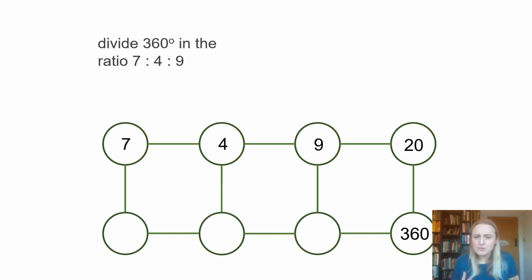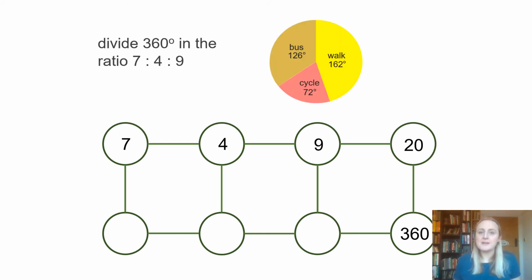And we multiply all the others by it. So it's proportional reasoning, but this doesn't look like a pie chart question. Actually, what we're doing here is answering a pie chart question. And the pie chart question would be something like this: 7 people walk to school, 4 people cycle to school, and 9 people get the bus to school. Draw a pie chart.